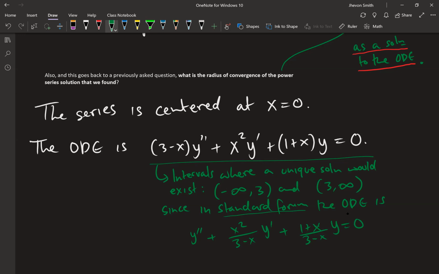And so a solution is only guaranteed to exist and be unique on any interval where the coefficients are continuous. You'll notice that the coefficients in standard form are not continuous at 3, which means my solution cannot involve 3. However, we are centered at 0, which means if I start a power series solution centered here, the radius it can extend to is up to this point. So my power series is only going to work in this window here.